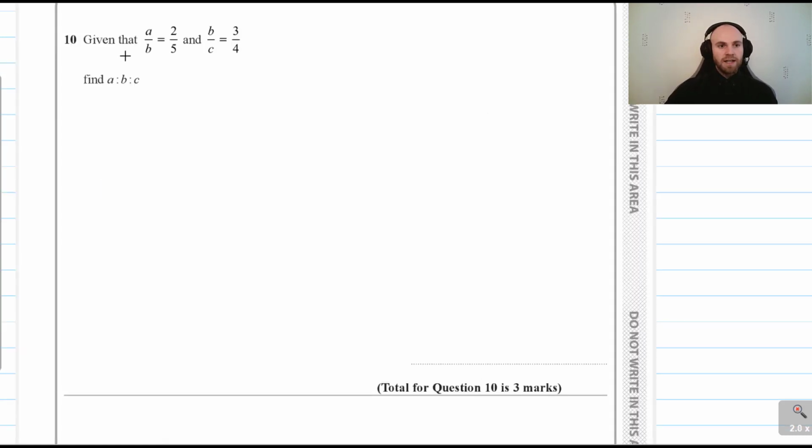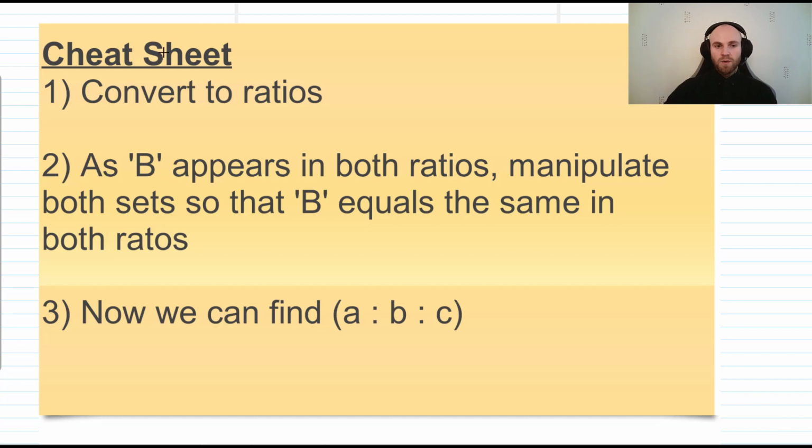Okay, so question 10. Given that a divided by b equals 2 over 5 and b over c equals 3 over 4, find the ratio of a to b to c. So if we just quickly go to the cheat sheet now. What we're going to do immediately is convert these fractions into ratios. Part 2, as b appears in both ratios, we need to manipulate both sets so that b equals the same in both of these ratios.